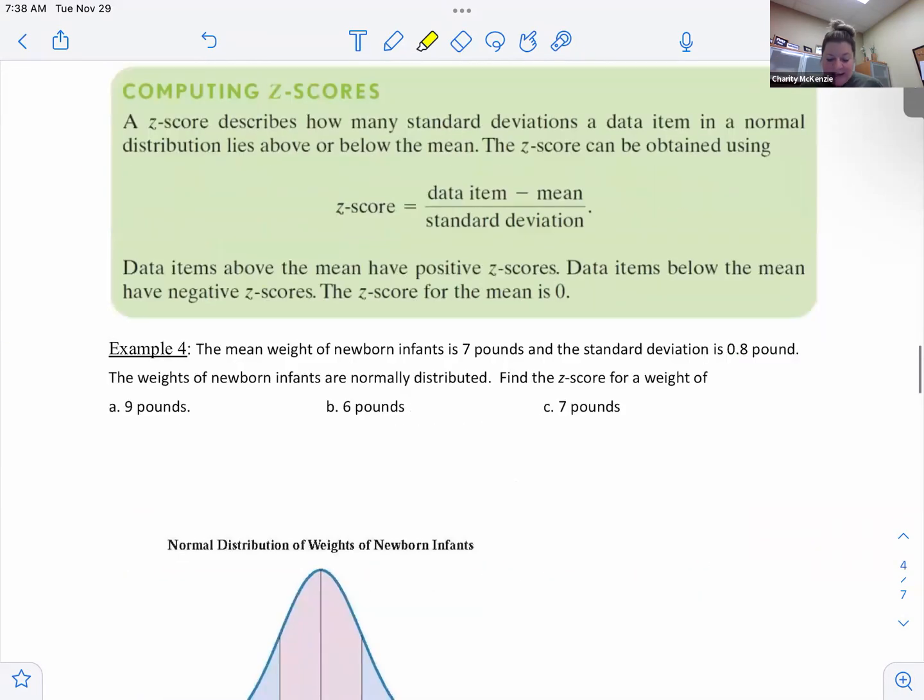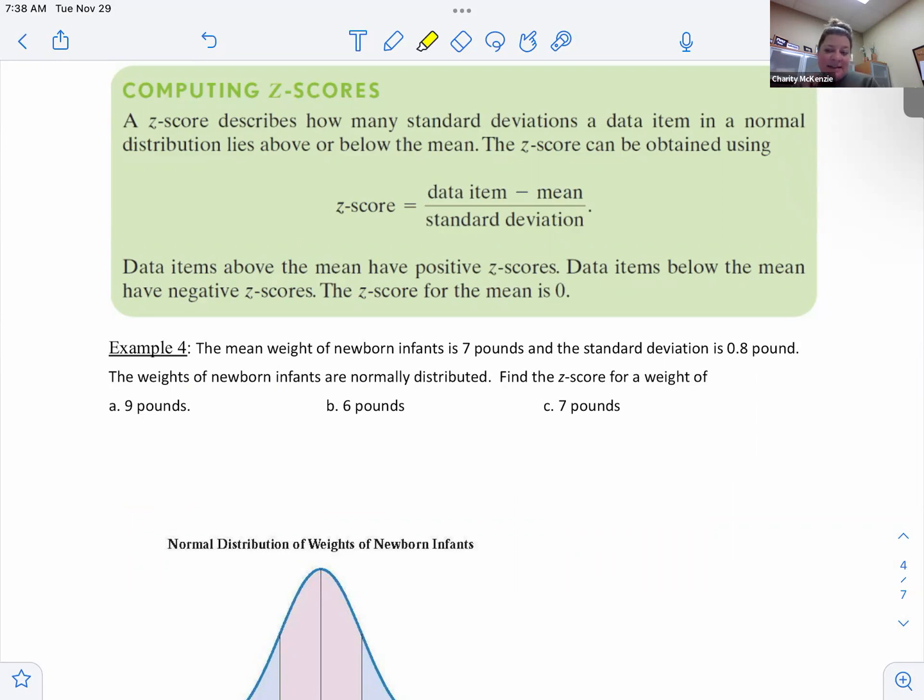So let's scroll down. Here's how we're going to find the z-score. It is whatever you're given, your data item, so it would be my height, minus the mean, divided by the standard deviation. And this will tell you how many standard deviations away from the mean you are.